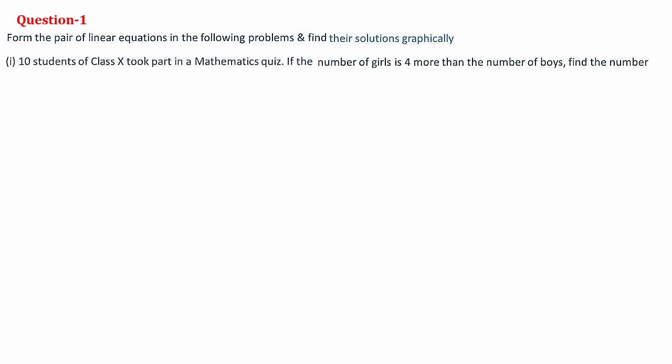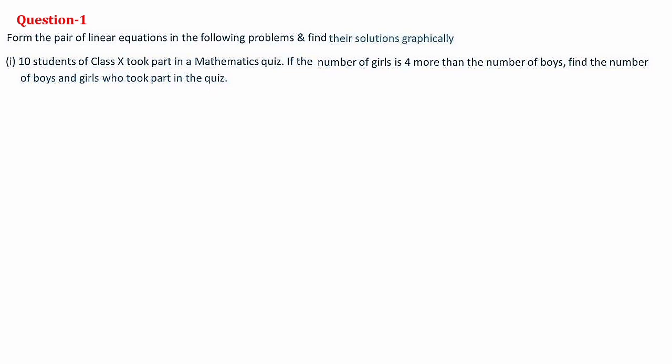The first question is, 10 students of class 10 took part in a mathematics quiz. If the number of girls is 4 more than the number of boys, find the number of boys and girls who took part in the quiz. Here, the total number of students is given to us. There are 10 students. And the relation between the number of girls and the number of boys is given to us. Number of girls is 4 more than the number of boys. Find the number of boys and girls who took part in the quiz.